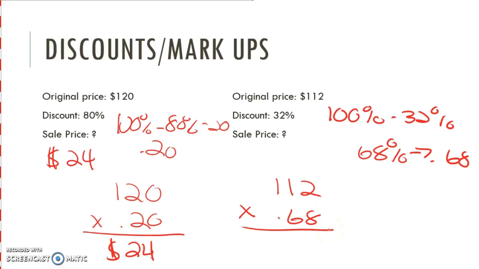On your test, you'll have to do that on paper and pencil, but for now you can use your calculator, you can use your phone, but your answer is going to be 112 times 0.68. It's going to be $76.16. Write that right here. And that is your answer. Alright, let's try the next one.